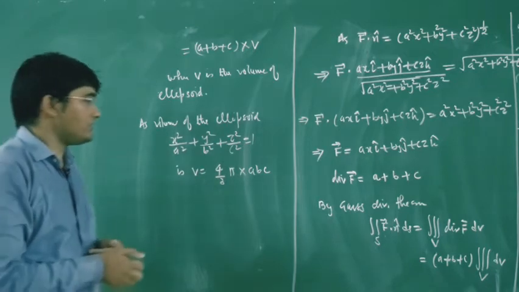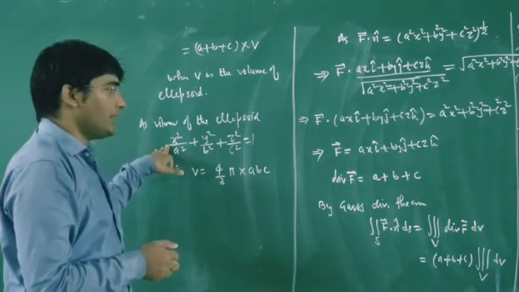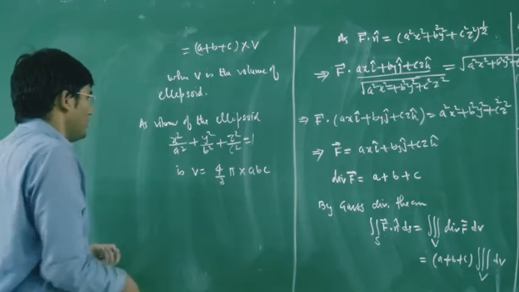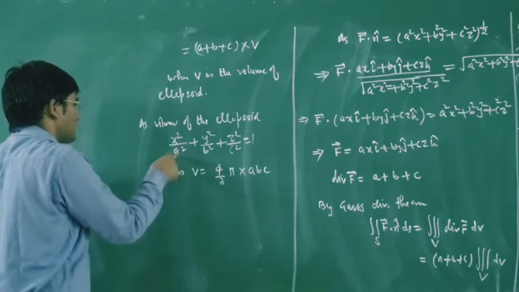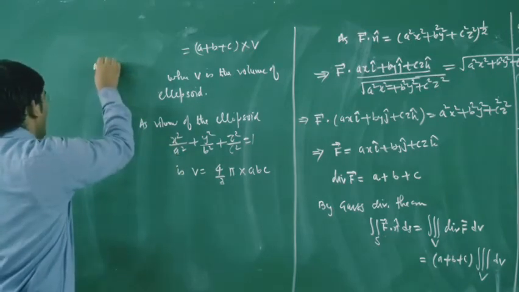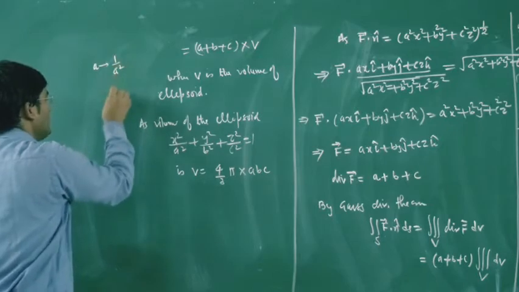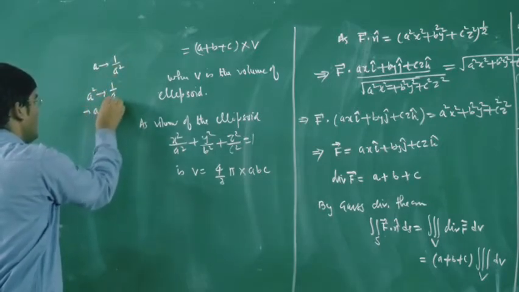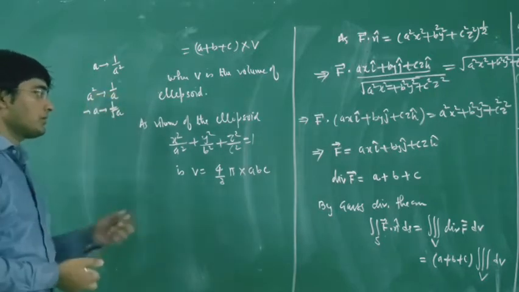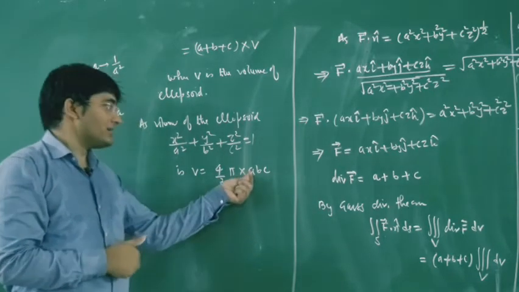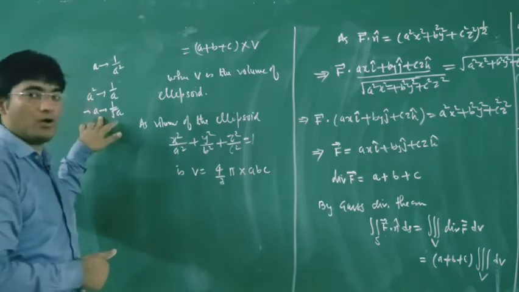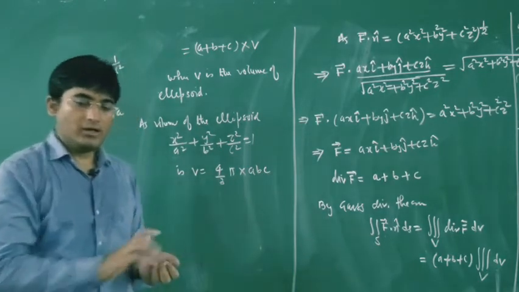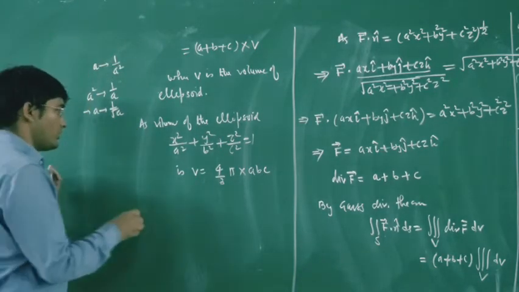Now in our case we have a in place of 1 upon a square. So you can see that if you replace this, in our case we have small a in place of 1 upon a square. So your a will be replaced by 1 upon root a. So for our case, we will have a as 1 by square root of a, b will be replaced by 1 upon square root of b, and c will be replaced by 1 upon square root of c.